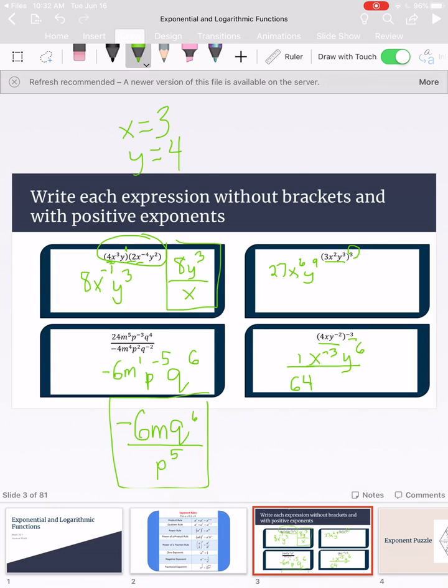All right, so now when we finish off here, you can put the 64 in front, or I'm putting it in the denominator here. So then the x to the third would go on the denominator because it's a negative exponent. The y to the 6 would stay in the numerator because it's positive. And I actually don't need the 1 there, so I'm just going to replace it with the y to the 6. All right, there we go.